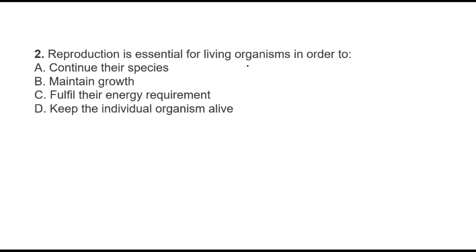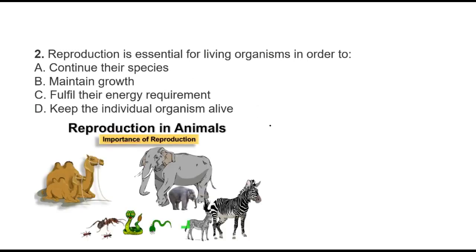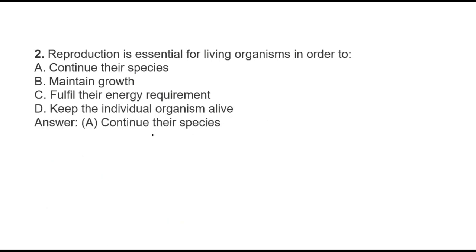Reproduction is essential for living organisms in order to. Reproduction is essential. Why? What is the importance of reproduction? Okay, let us go through the options here first. To continue their species, maintain growth, fulfill their energy requirement, keep the individual organism alive. Okay, so what happens in reproduction in animals? There is a continuity of the species. So each of the species will produce their young ones, and so their species will continue. And therefore, what should be the answer? The answer should be to continue their species. Please remember these options.